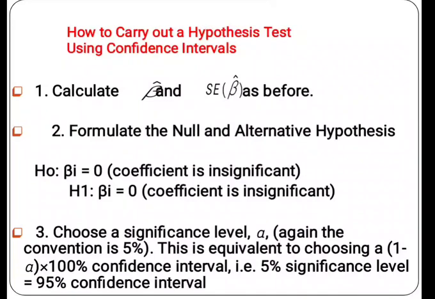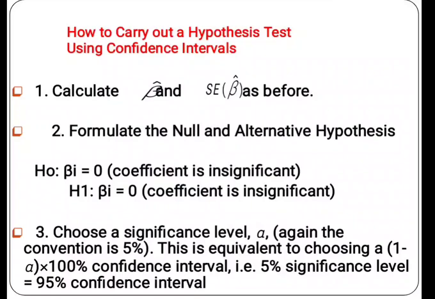Here the alternate hypothesis H1 is that beta 1 is not equal to 0. This was mistakenly stated here. So the alternate hypothesis is that beta 1 is not equal to 0, meaning that beta 1 is either negative or positive, but it is significant. The H1 was mistakenly written here as beta 1 equal to 0. The H1 is beta 1 not equal to 0, and if beta 1 is not equal to 0, then the coefficient will be significant.